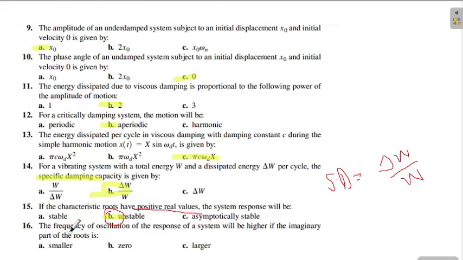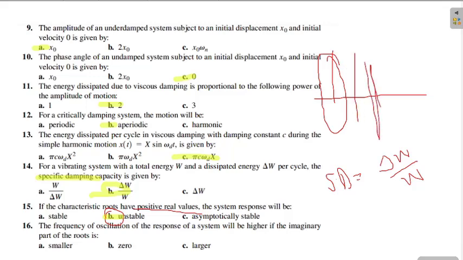Next MCQ, the frequency of oscillation of the response of the system will be higher if the imaginary part of the roots is. Let's discuss this MCQ because this is very important. There it is the imaginary part, and this oscillation also shows the frequency. So the higher the imaginary part, the higher will be the frequency. So the correct option is option C.